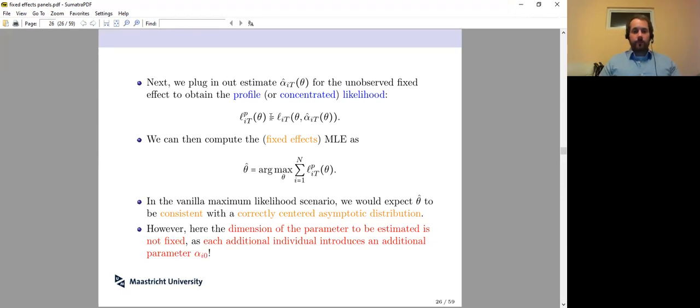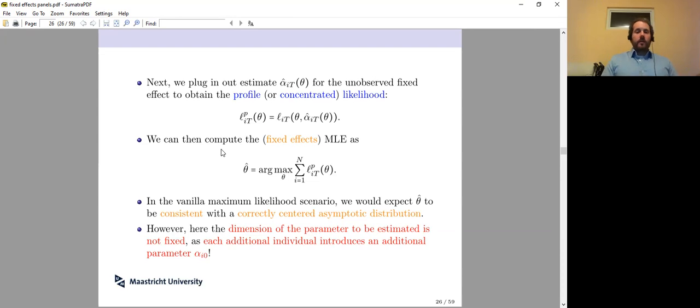Now, you do this for every individual because each individual has a different alpha. So you have to do this for every individual. And then you simply average or sum across individuals, like you sum these profile likelihoods across i, and you maximize again with respect to theta. And this thing here, theta hat, is then the fixed effects maximum likelihood estimator.